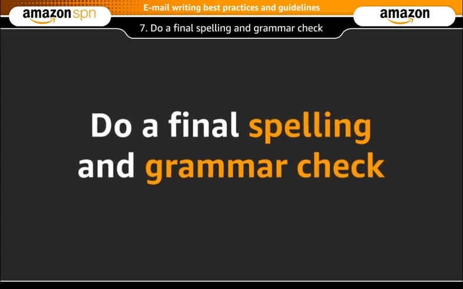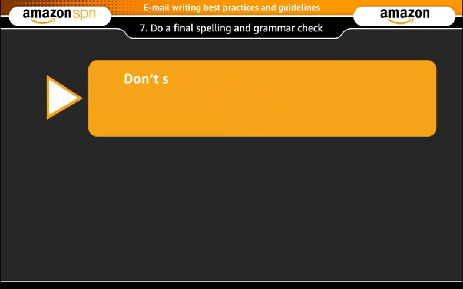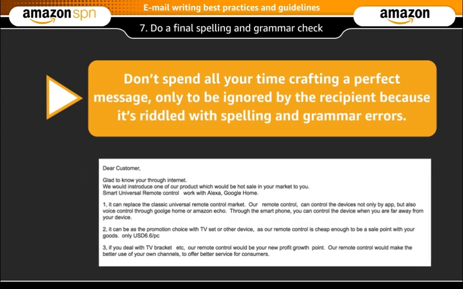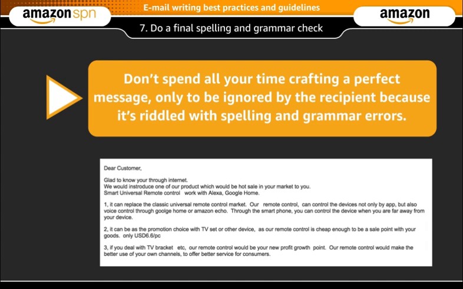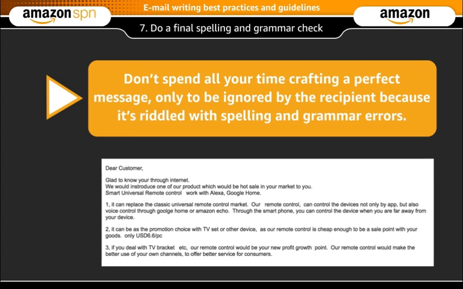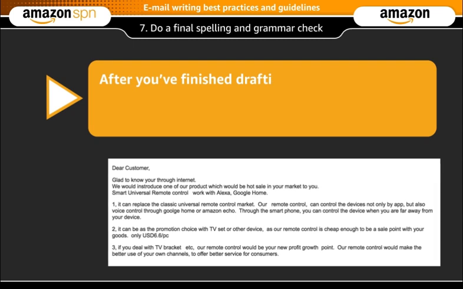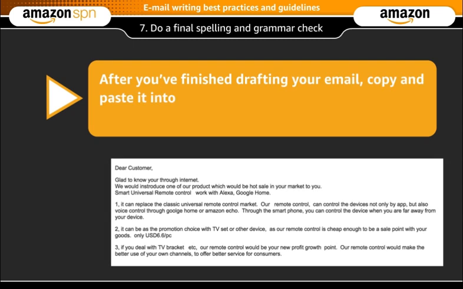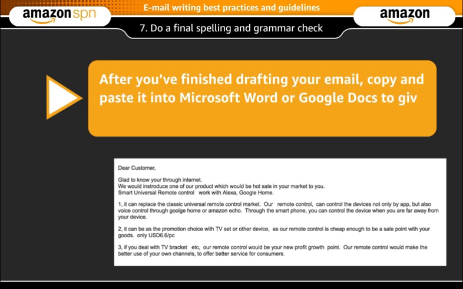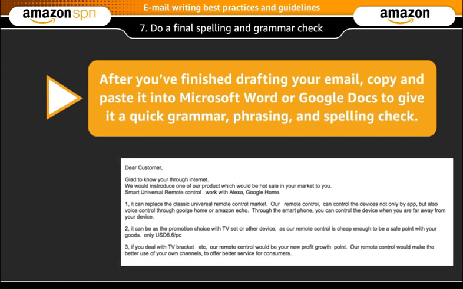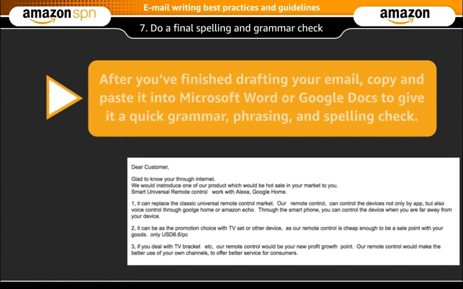The 7th and the final tip on how you can write effective emails is to do a final spelling and grammar check. You can do this at the end when you finish writing the mail. Don't spend all your time crafting a perfect message only to be ignored by the recipient because it's riddled with spelling and grammar errors. After you have finished drafting your email, copy and paste it into Microsoft Word or Google Docs to give it a quick grammar, phrasing, and spelling check.